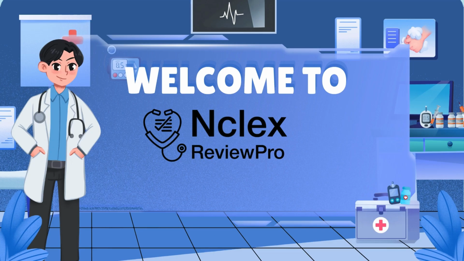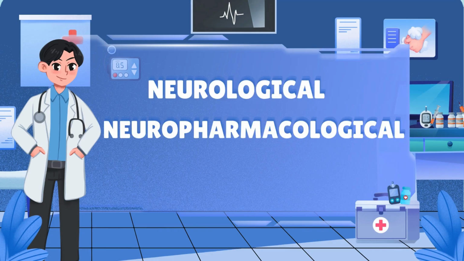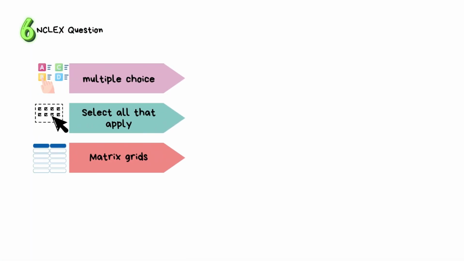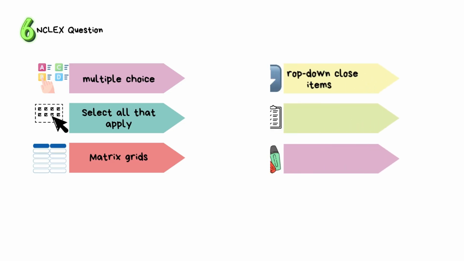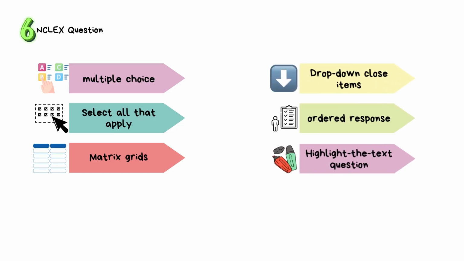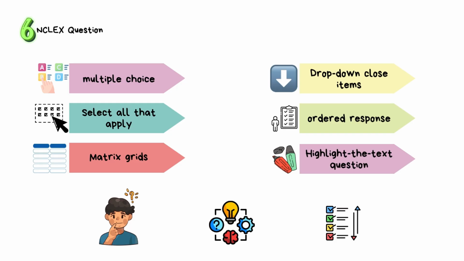In this Q&A session, we're tackling neurological and neuro-pharmacological nursing, one of the most reasoning-heavy and test-focused sections of your exam. Here, every question has a purpose. We'll work through all 6 NCLEX question types, from multiple choice and select all that apply, to matrix grids, drop-down cloze items, ordered response, and highlight the text questions. Each one is designed to challenge the way you think, reason, and prioritize, just like the real exam.